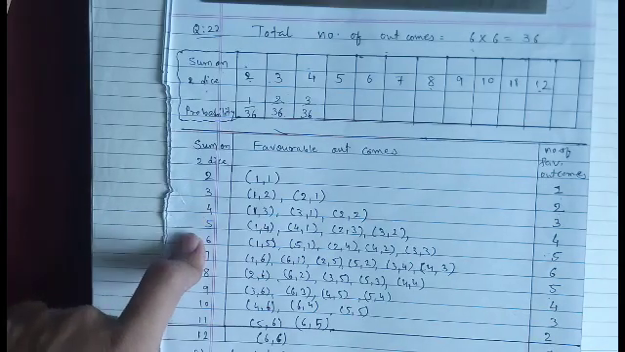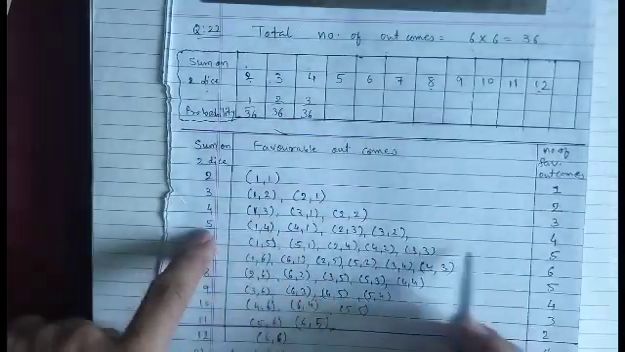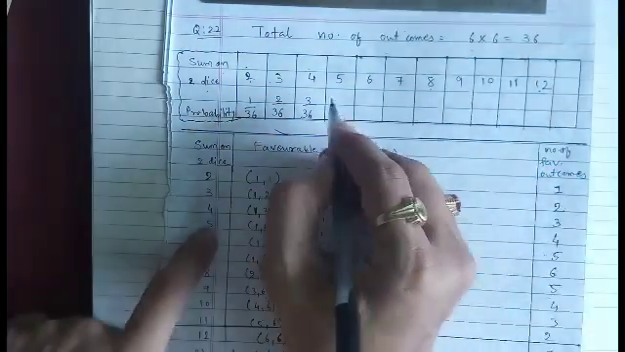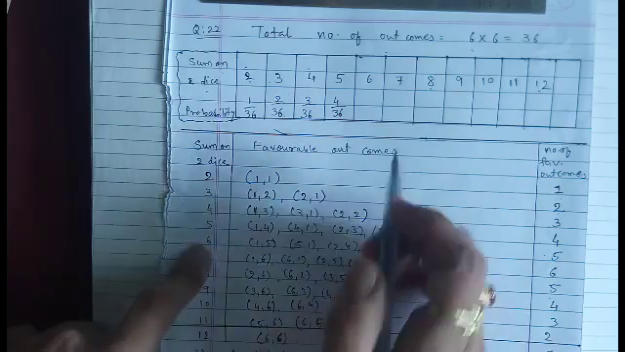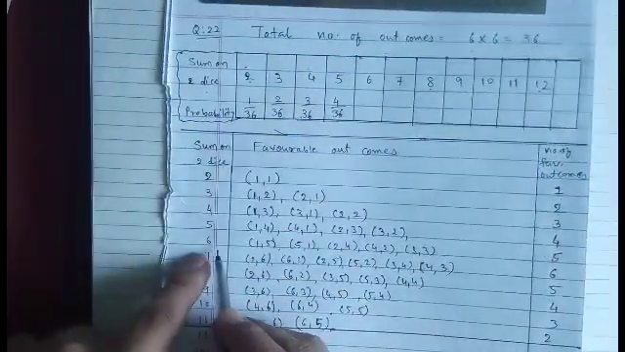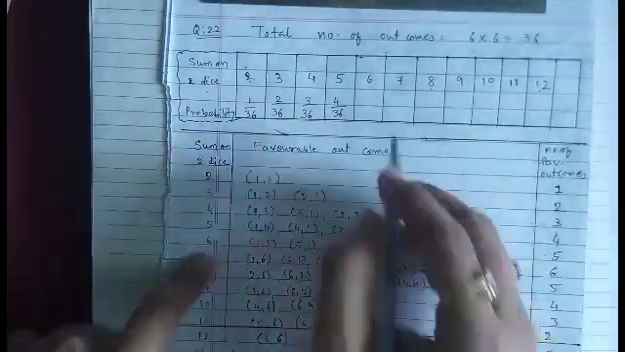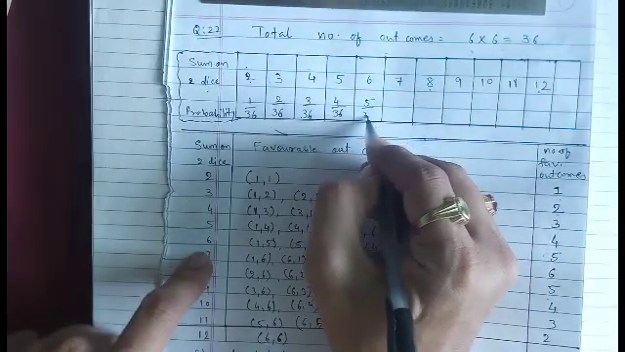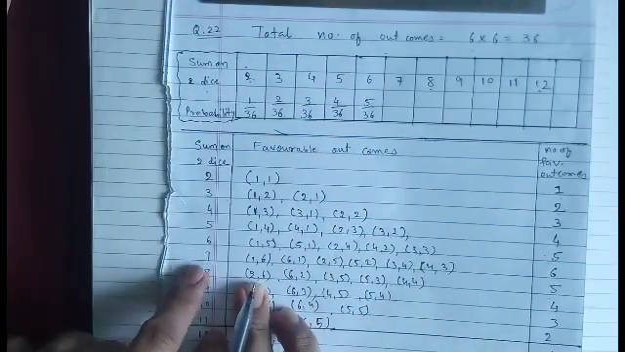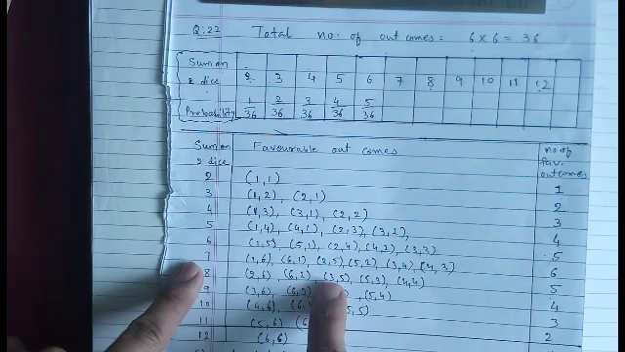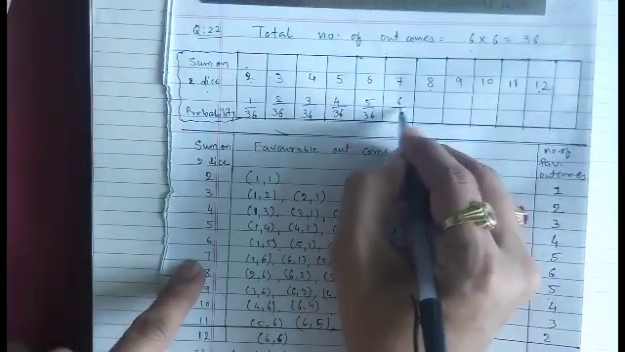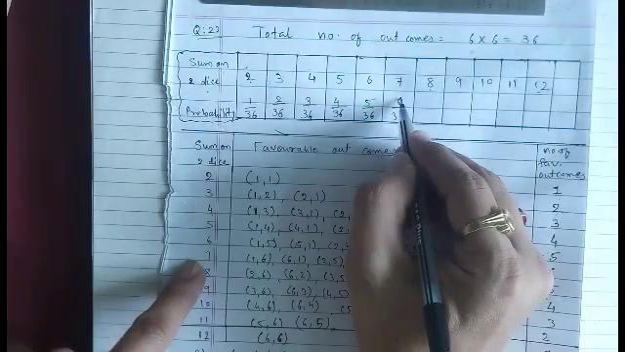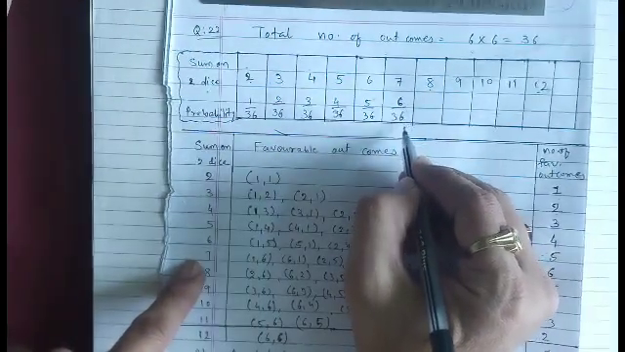Then for sum 5, the number of possible outcomes is 4, so it will be 4 by 36. Then for sum 6, the number of possible outcomes is 5, so the answer will be 5 by 36. Then to get sum 7, the number of possible outcomes is 6. Therefore the probability is 6 by 36. You can get the reduced form 1 by 6.